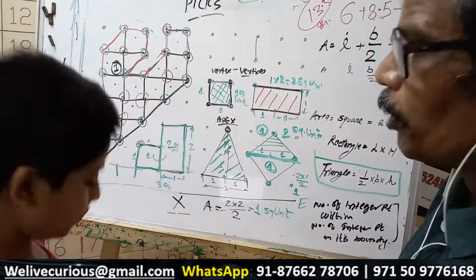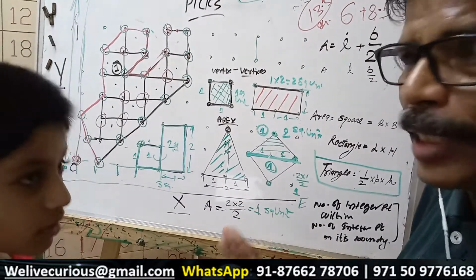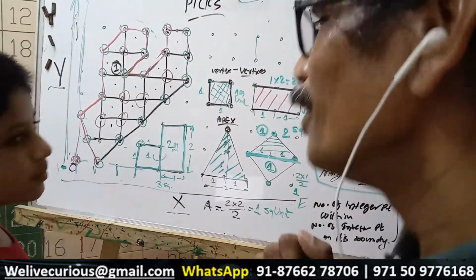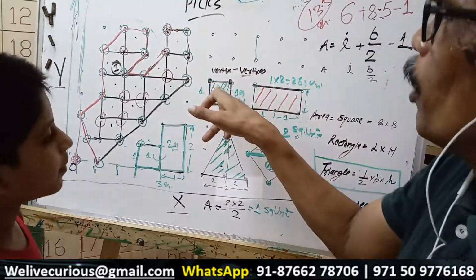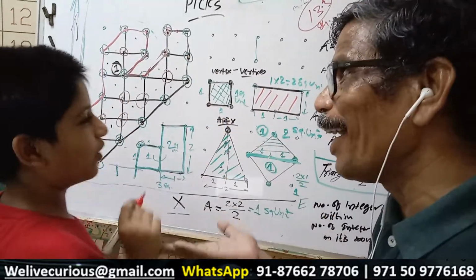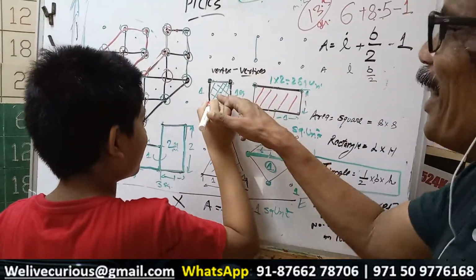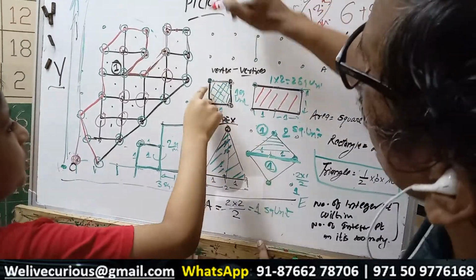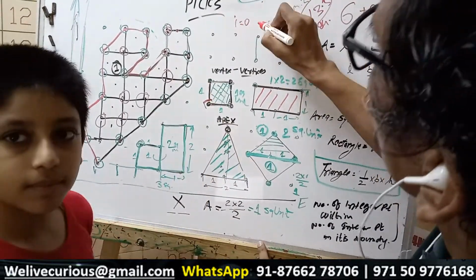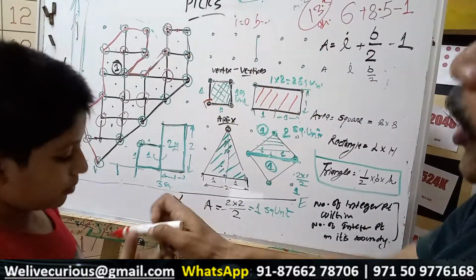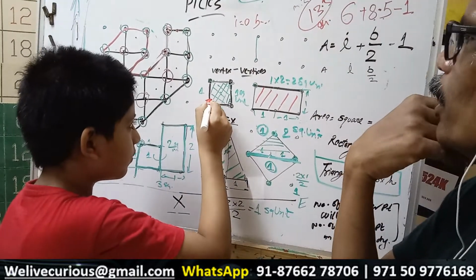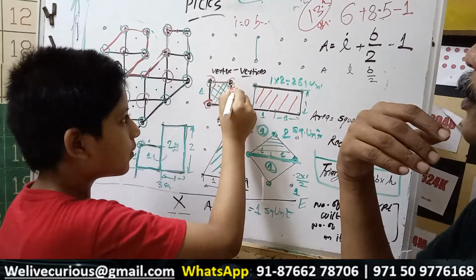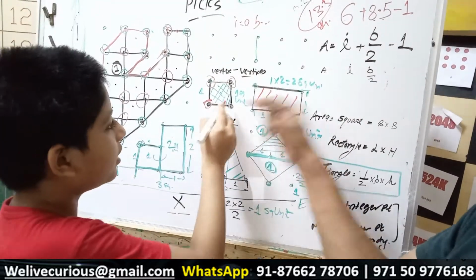What do we need for Pick's theorem? No multiplication, nothing, only half of the border points, minus 1, and add the internal points. What is the internal point count? Nothing, 0. Here there is no internal point, so I is equal to 0. What is B? Now the border points. How many border points? 1, 2, 3, and 4.